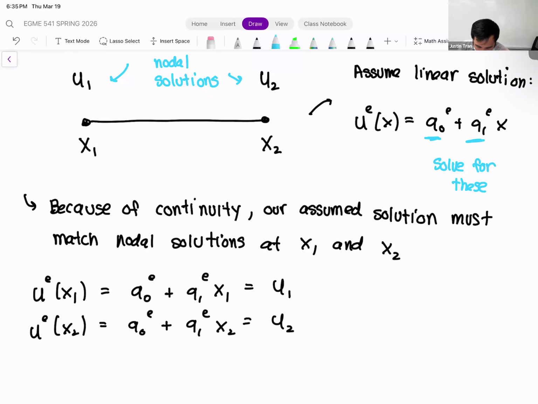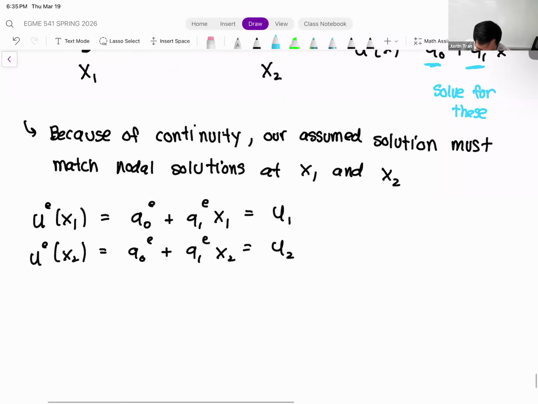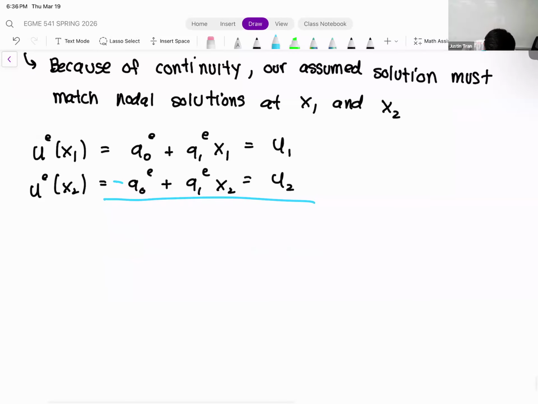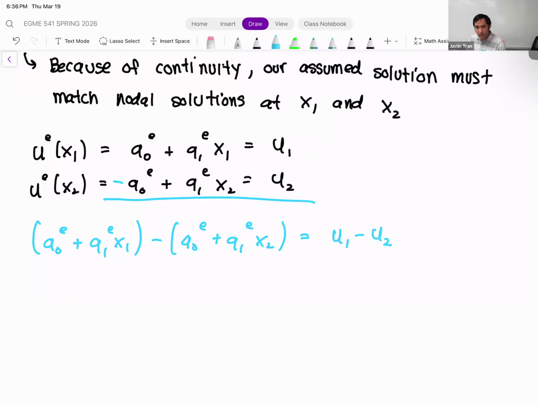So to solve for the solution, one way that you can do this very simply is we can take our first equation and just subtract the other equation from it, okay? So if you've never seen this before, we're basically just taking all the terms on the left-hand side from the first equation, minus the terms from the second equation, and then same thing on the right-hand side, okay? So what that's going to give us is a0^E plus a1^E times x1 minus a0^E plus a1^E times x2 is equal to U1 minus U2. Okay, so I'm literally just taking the entire second equation and subtracting it from the first equation.